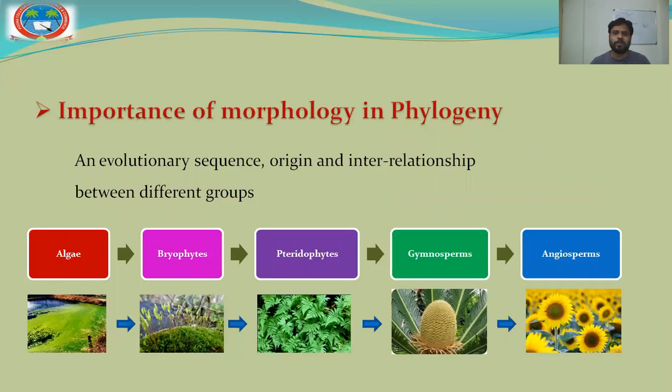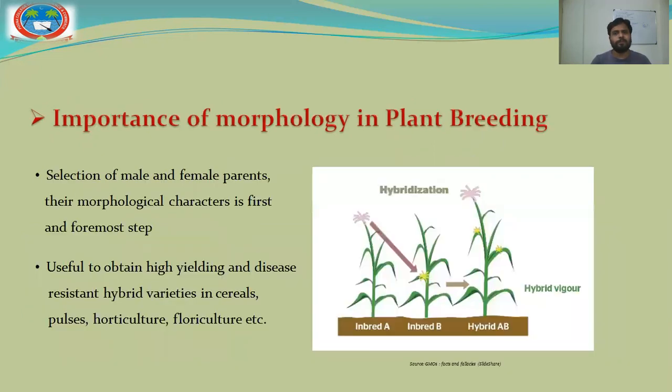So on that basis, we can easily determine their origin or interrelationship, or we can determine the evolutionary trends between all these groups. So in this way, the morphological characters are responsible for determining the phylogeny. In the same way, morphology plays an important role in plant breeding. Plant breeding is related to agriculture.